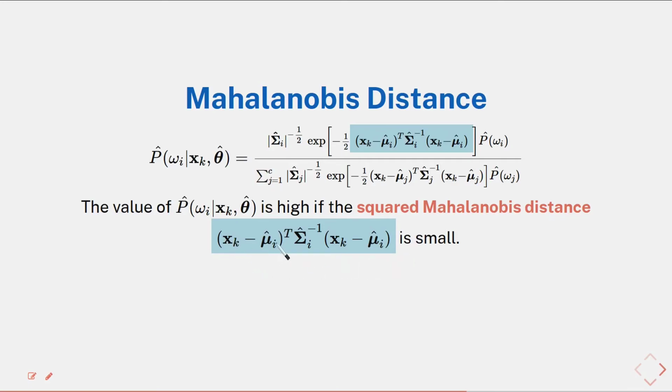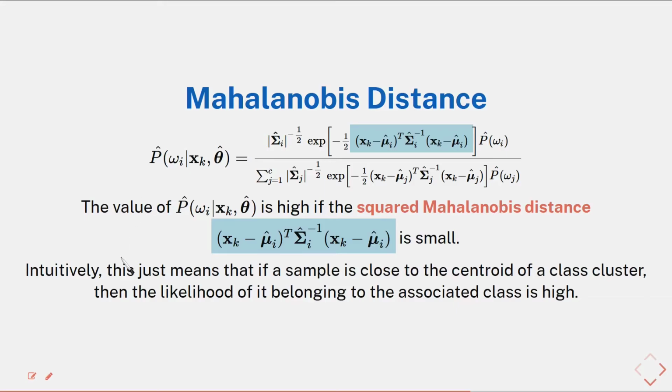If this distance is small, then this becomes small, which means this becomes high, right? Which means the entire term becomes high. And that makes the probability of that class high. So intuitively, this means that if a sample is close to the centroid of a class cluster, then the likelihood of it belonging to the associated class is also very high.